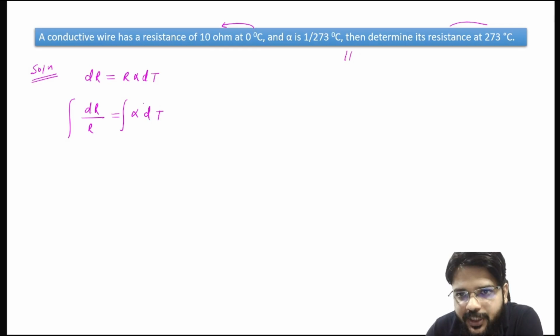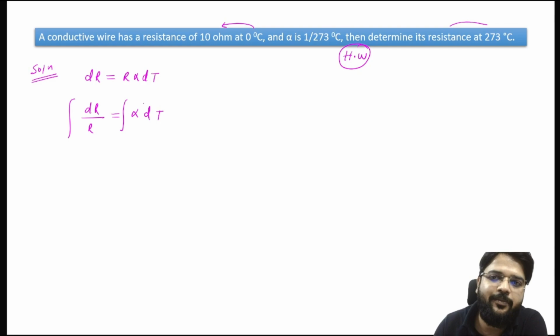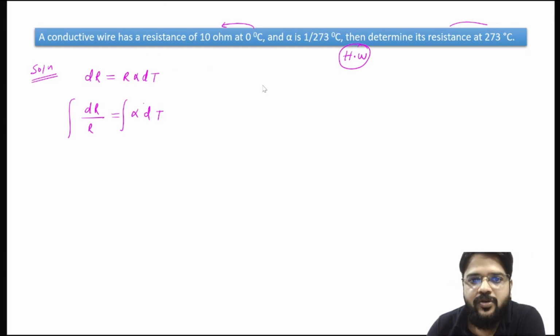So this question I am giving to you as homework. Do it yourself and put your answer in the comment box. And if you have any doubt related to this question, you can ask in the comment box. Correct? There I will give a reply. So note down everyone.